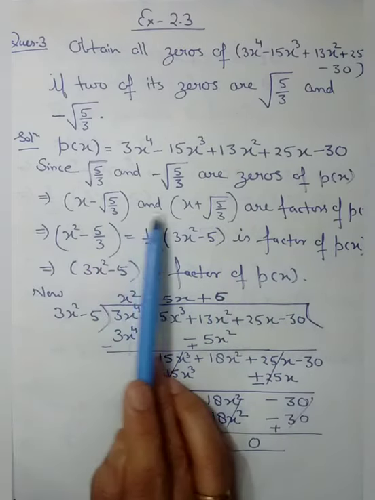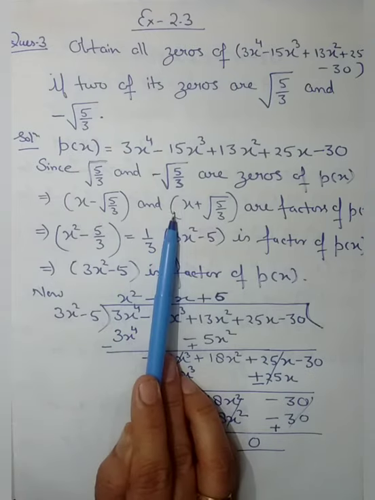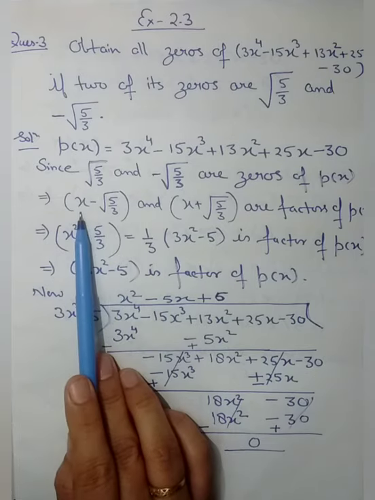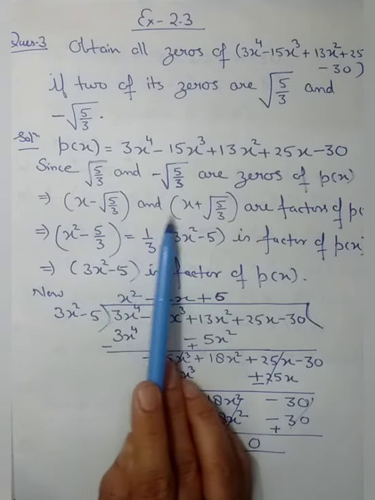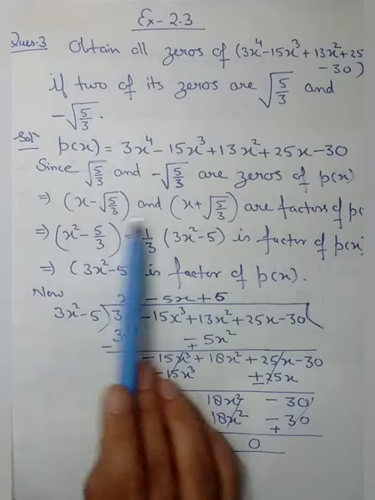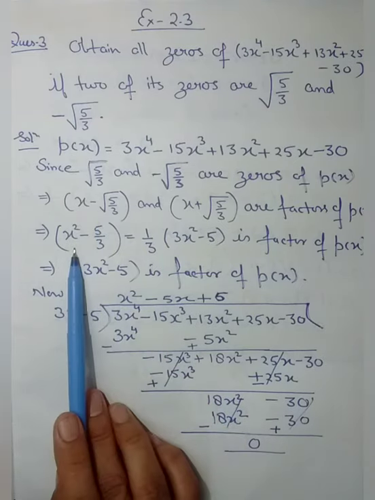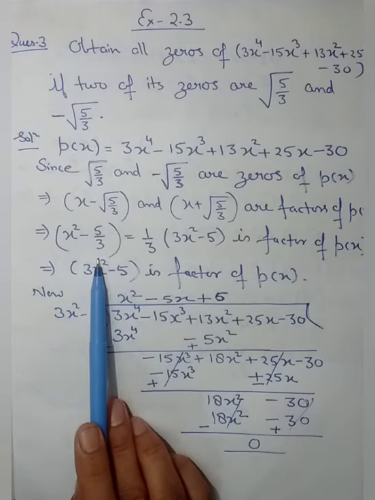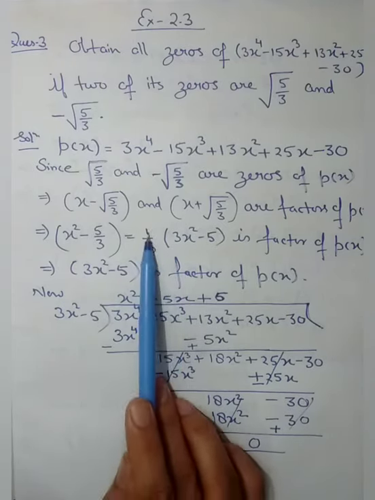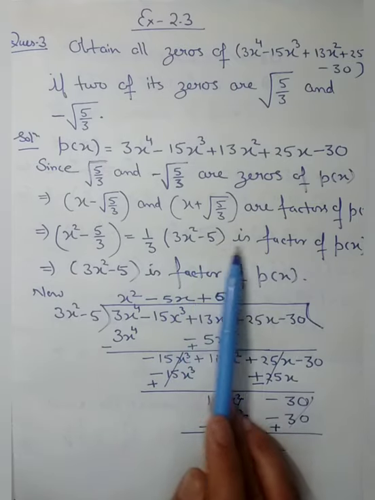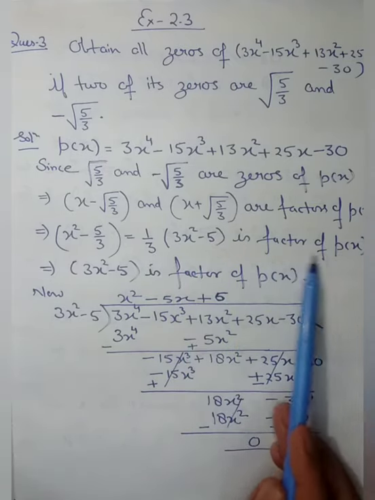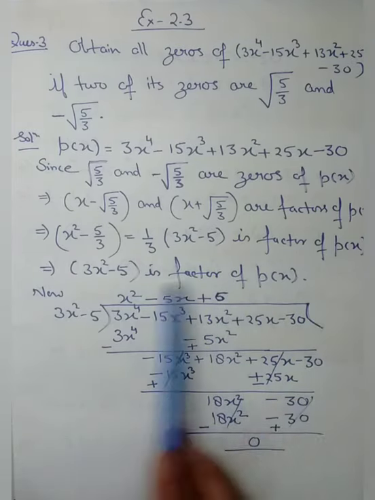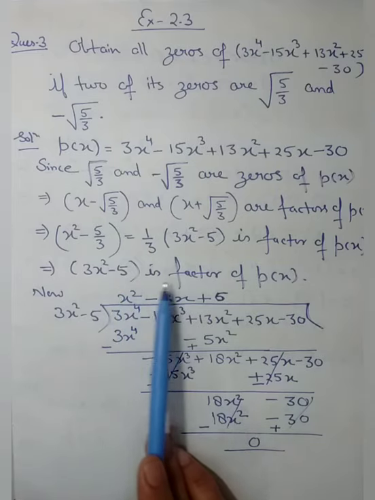If these two are factors, it means their product will also be a factor of the given polynomial. So if we multiply x minus root 5 by 3 and x plus root 5 by 3, we can apply the identity a square minus b square. This gives us x square minus 5 by 3. Now we can write this as 1 by 3 (3x square minus 5), which is a factor of p(x). As 1 by 3 (3x square minus 5) is a factor of p(x), it means 3x square minus 5 is also a factor of p(x).